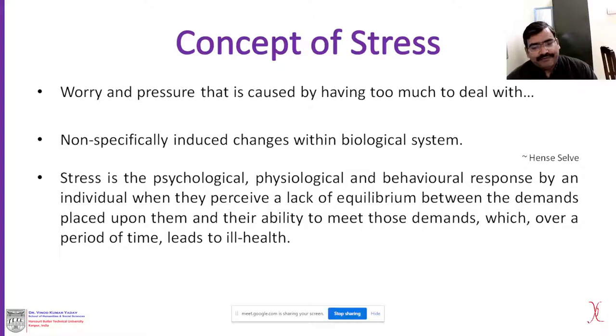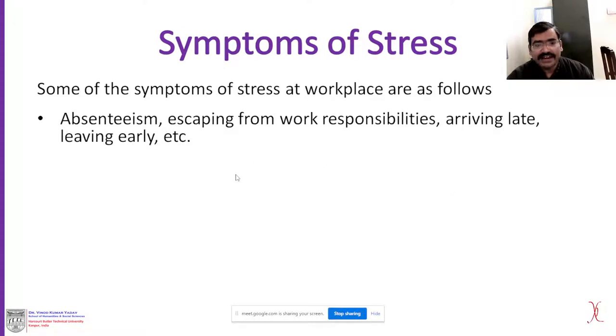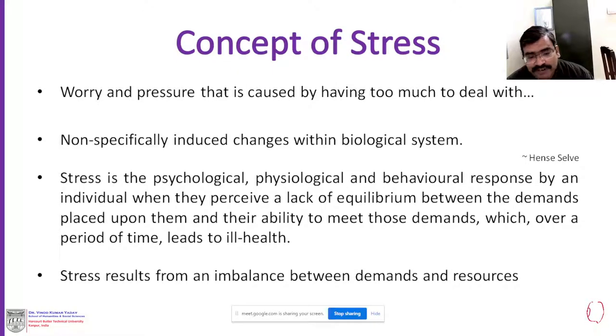Stress is a psychological, physiological and behavioral response. Look at this very important thing. It is psychological. Psychological means when you feel tension in your mind. So there are psychological responses. There are physiological responses. Say for example, many times when you are in tension, you hit the table, physiological responses. Behavioral responses, when you are in tension, you start using adjectives in your normal speaking. Responses by an individual when they perceive a lack of equilibrium between demand placed upon them and their ability. The important thing is demand placed upon them and ability.